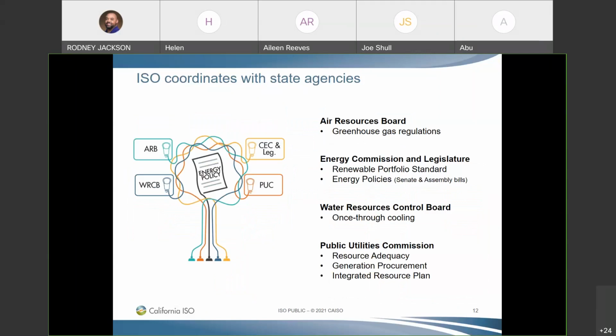So now, how does the ISO coordinate with state agencies, and who are these? Now, though we're not a state agency, we work with agencies to implement state policy, perform studies, and facilitate a fair and transparent wholesale electric market to drive innovation. So now the Air Resources Board's mission is to promote and protect public health, welfare, and ecological resources through the effective and efficient reduction of air pollutants while recognizing and considering the effects of the state's economy.